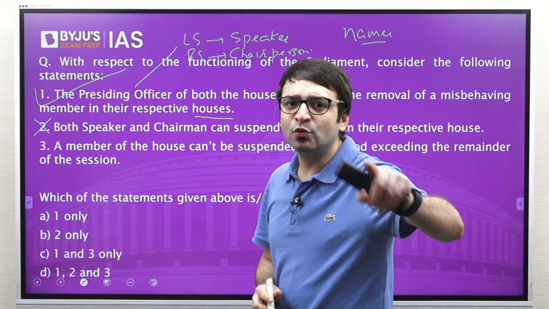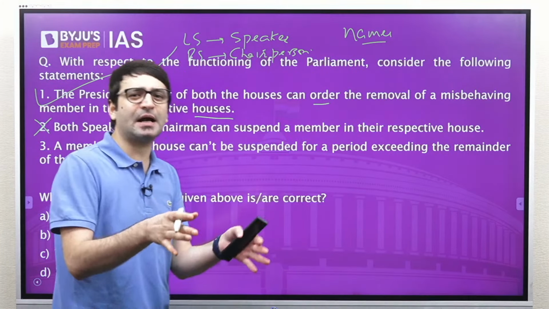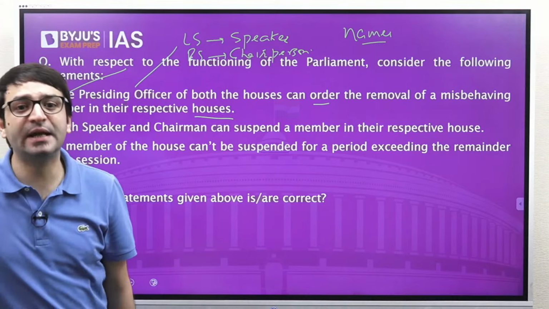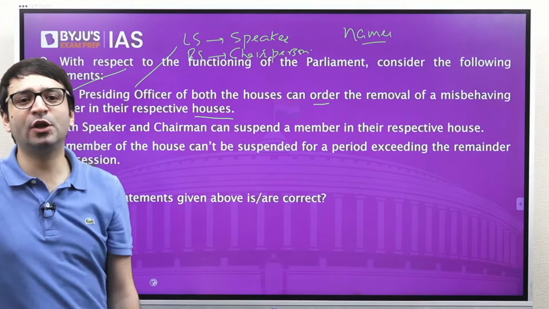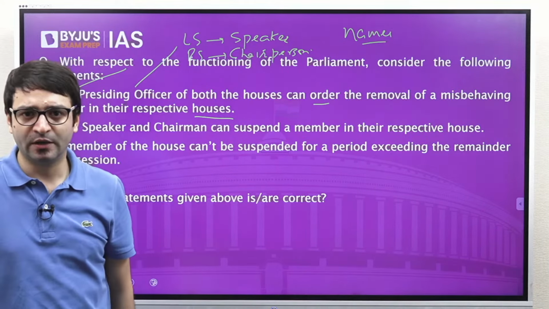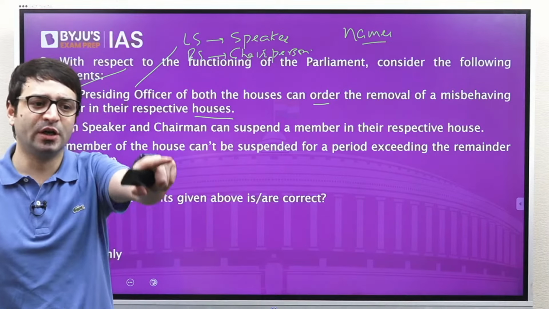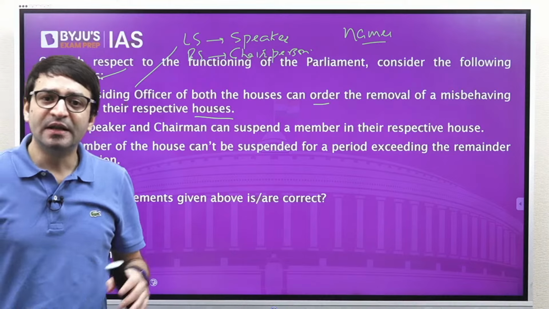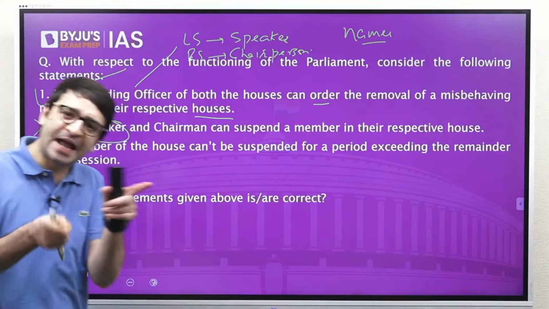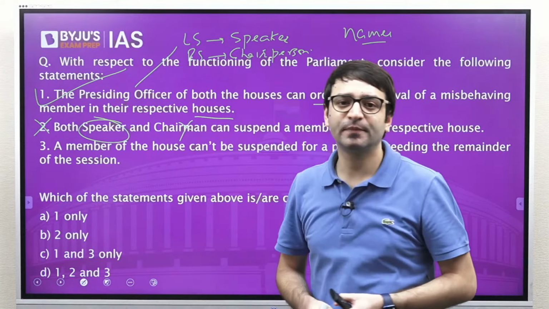You are ordering the removal of a misbehaving MP. But this MP can later come back as well. But who has the power to suspend an MP? "I am suspending you. You cannot come to the parliament again for today," or "you cannot come for the remainder of the session. For the entire monsoon session, don't you dare enter the parliament." This power to suspend an MP is with the speaker. Speaker can suspend an MP. But this power is not given to the chairman.